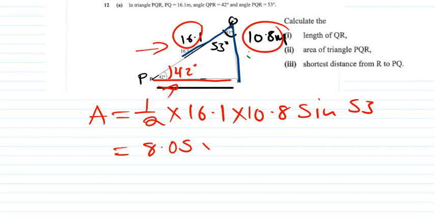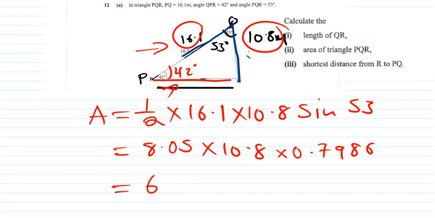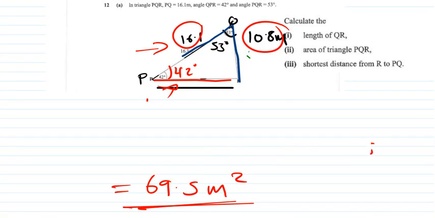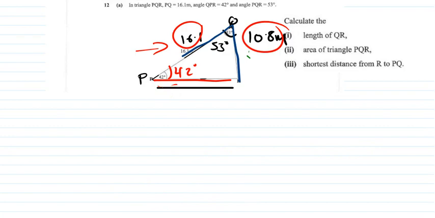8.05 multiplied by 10.8 times sine 53, which is 0.7986. So I'm getting 69.5. The area is in meters squared. Trigonometry is very simple, very basic. It just requires a lot of practice. Look at a lot of questions on the same and it will be easy to go.